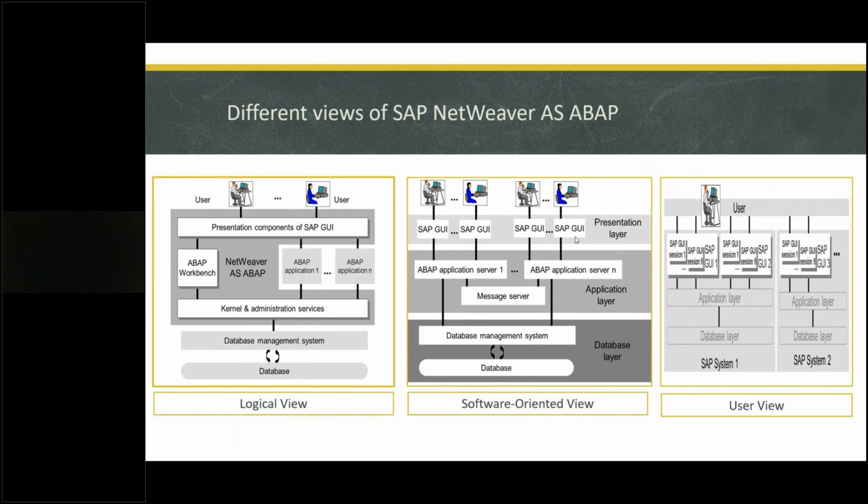Is it right? One second. If you are using NetWeaver, suppose you mean NWBC, if you use the NWBC link, you don't necessarily need GUI installed, right? On the left, you've written NetWeaver as ABAP, and then you've written presentation components of SAP GUI. I don't understand. It's not mandatory to have GUI if you have an NWBC link.